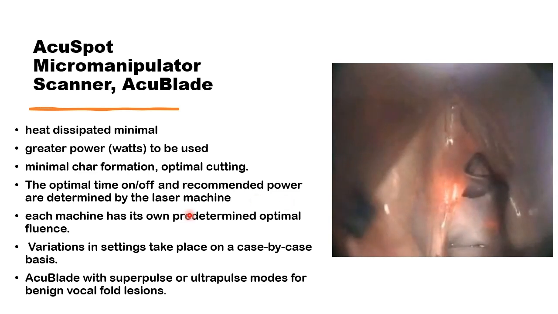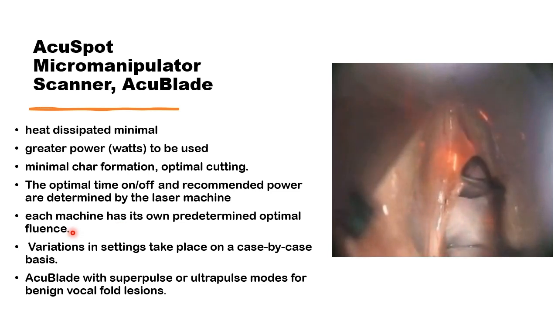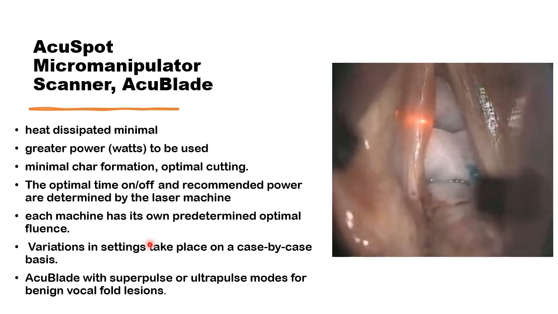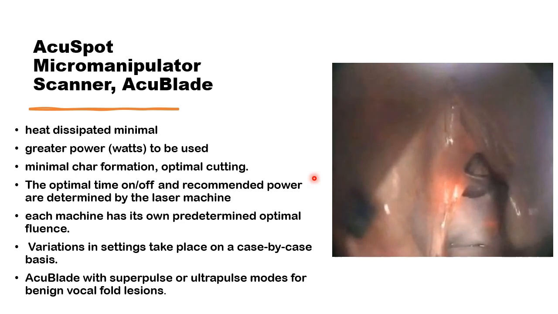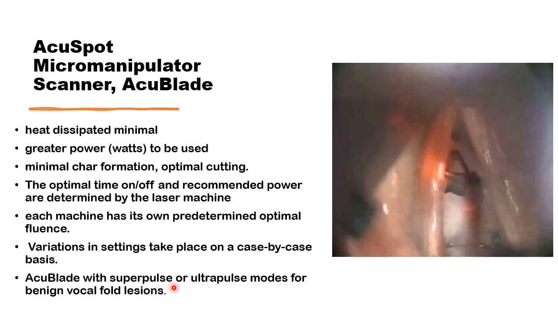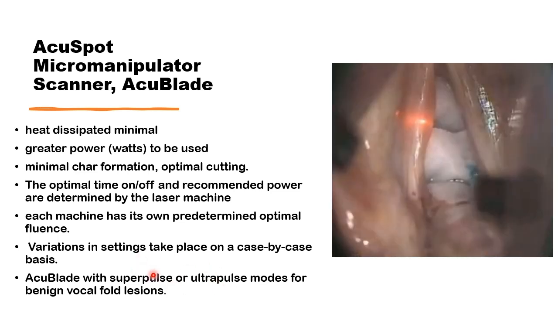Each machine would have its own predetermined optimal fluence delivery. Variations in the settings can take place from one case to the other according to the surgical task, but the combination of the AccuBlade and the super pulse or the ultra pulse modes are probably the best used for benign vocal fold lesions.